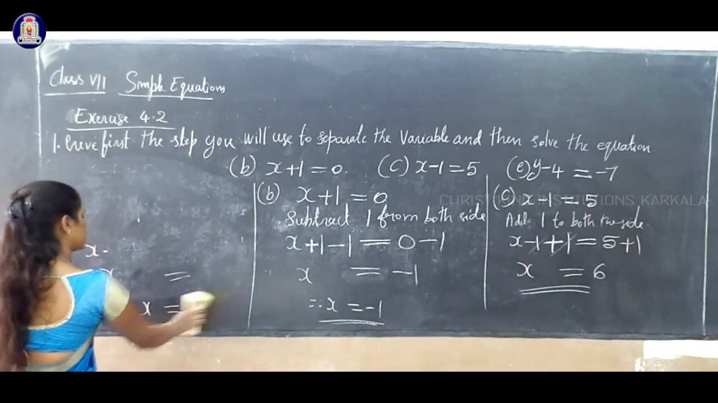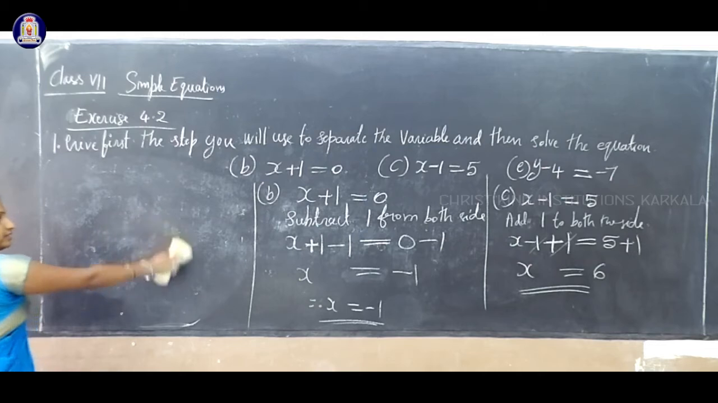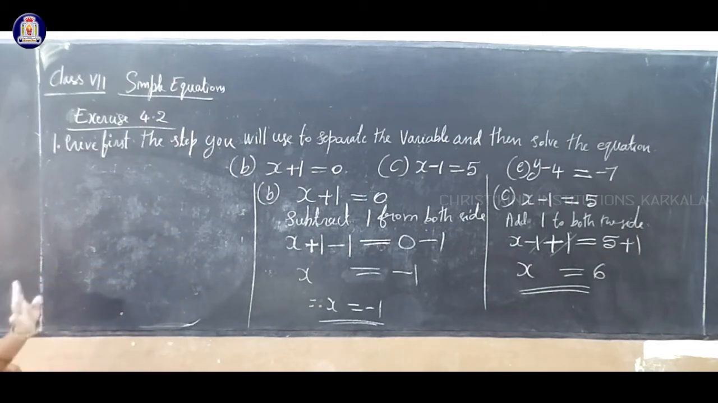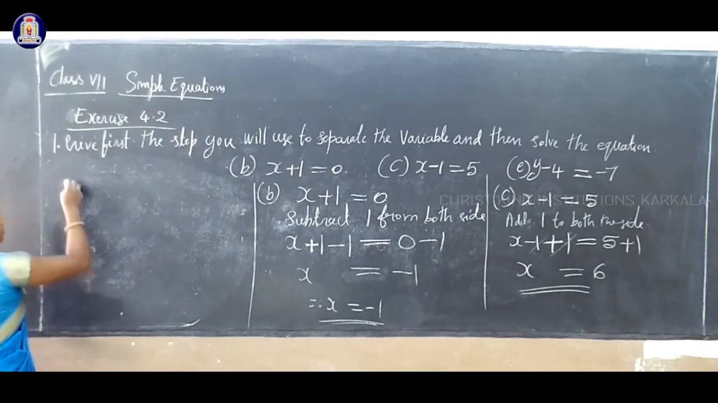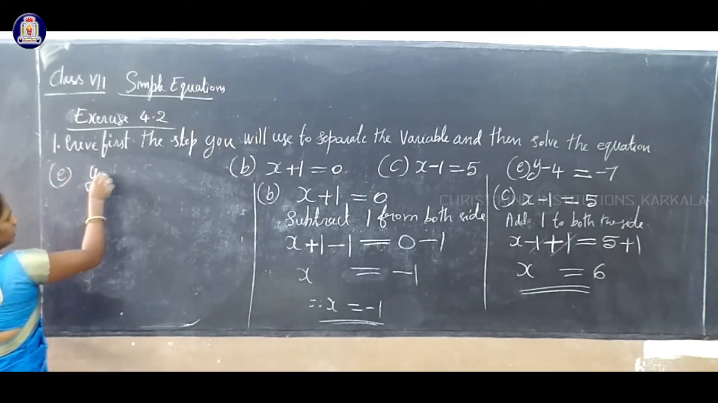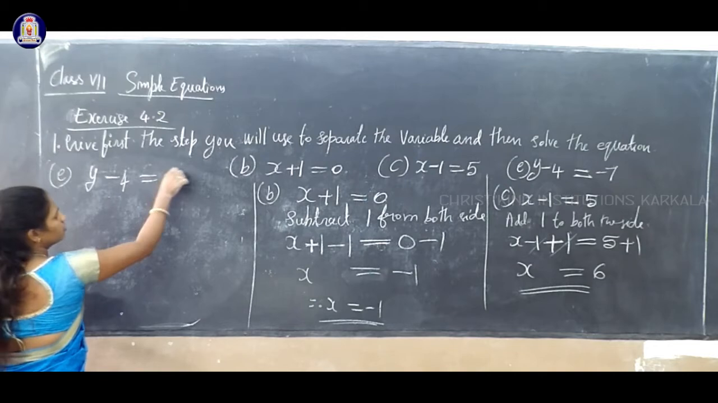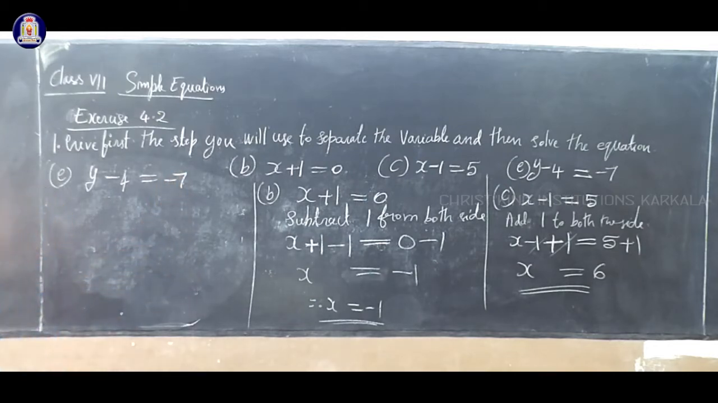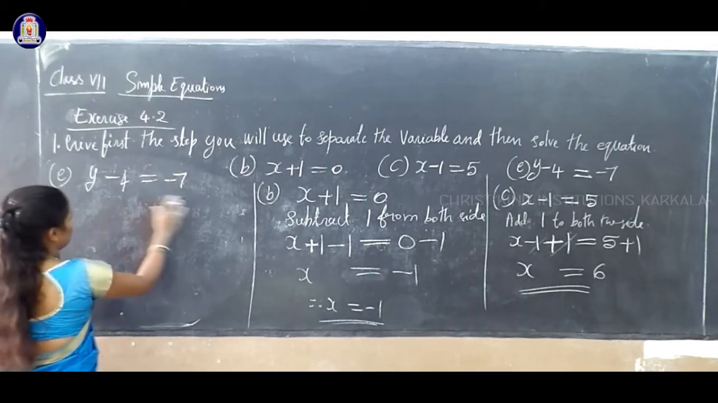Fourth question is in the textbook. You can solve it. Clear? Fourth question is the same as it is. Now the fifth question is y minus 4 is equal to minus 7.